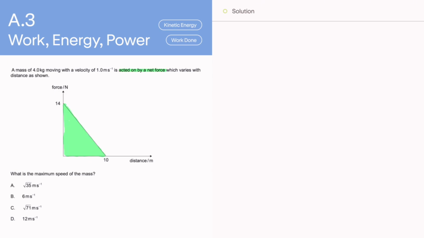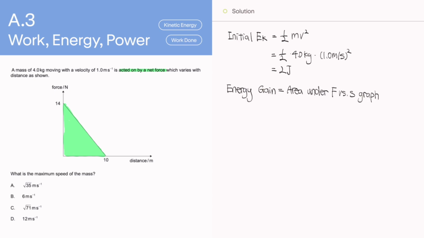Let's follow the plan step by step for the solution. First, for the initial kinetic energy, write down the equation. Substitute the values. Then we get 2 joules. Second, the energy gained from the force is the area under the force versus displacement graph, which is 1/2 times the base times the height of the triangle.